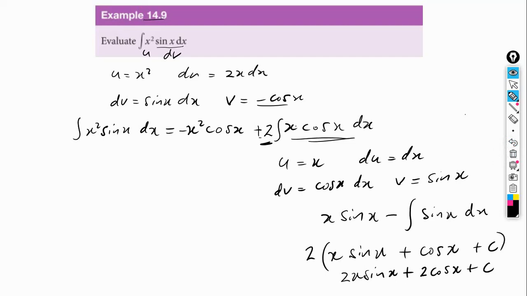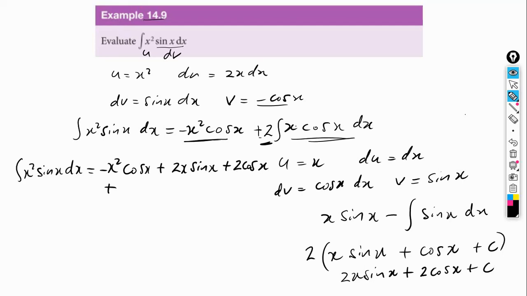Because we have then that the integral of x squared sine of x dx is going to be minus, yes, this first part here, minus x squared cosine of x plus 2x sine of x plus 2 cosine of x, and let's not forget plus c.